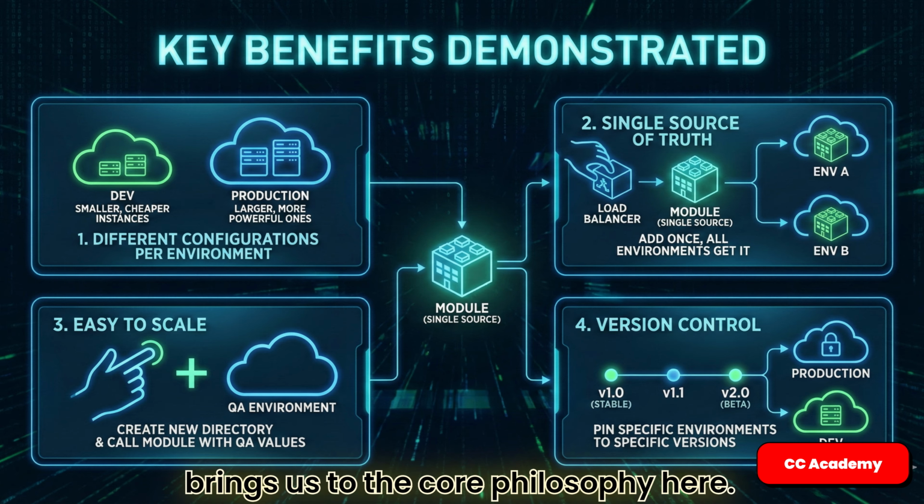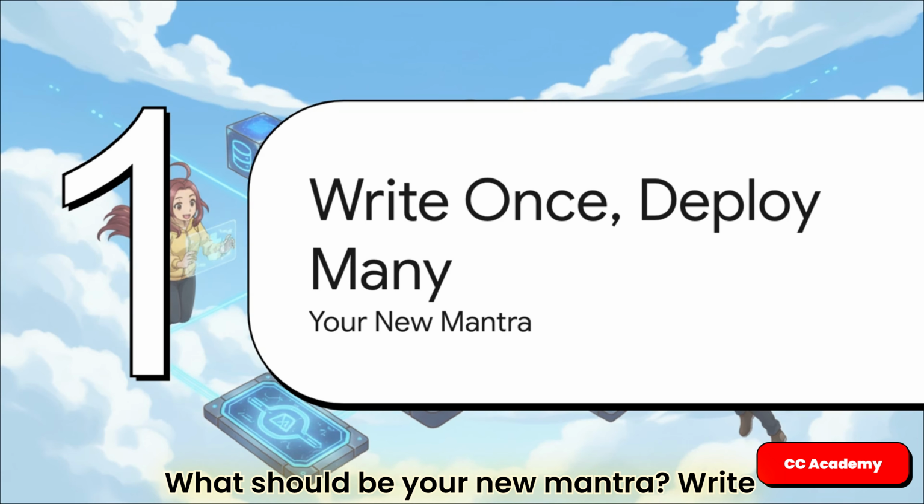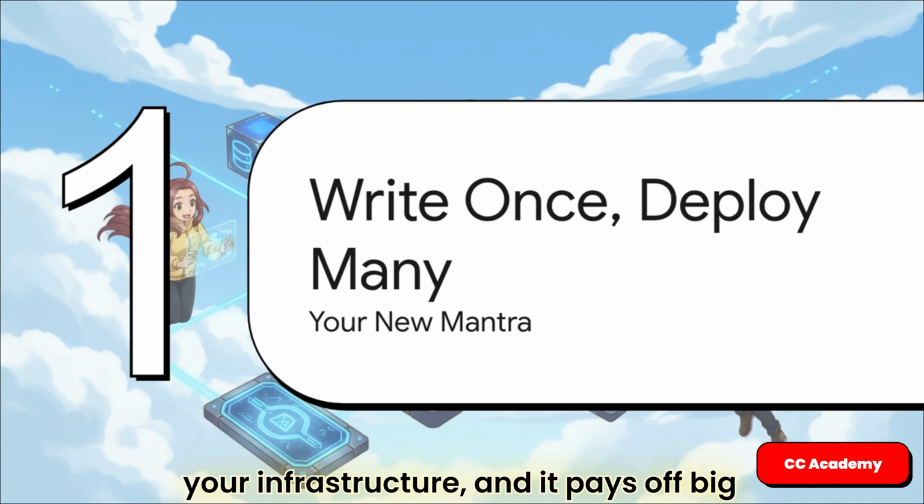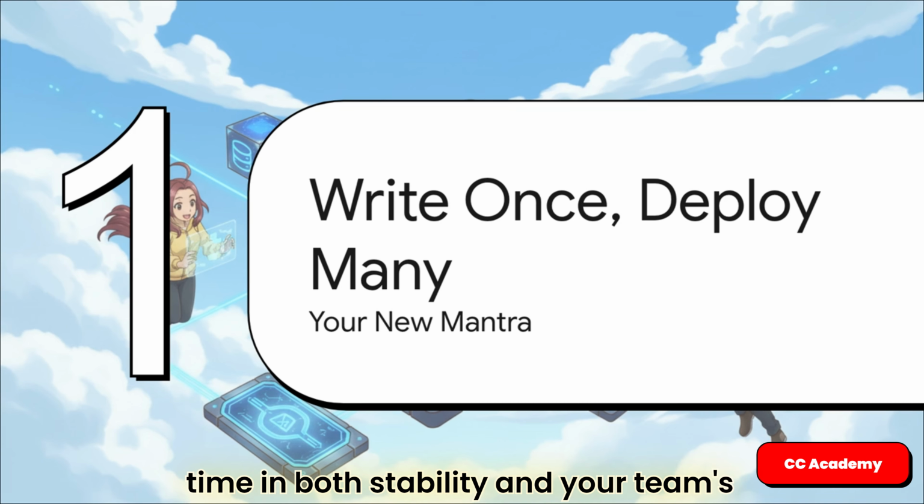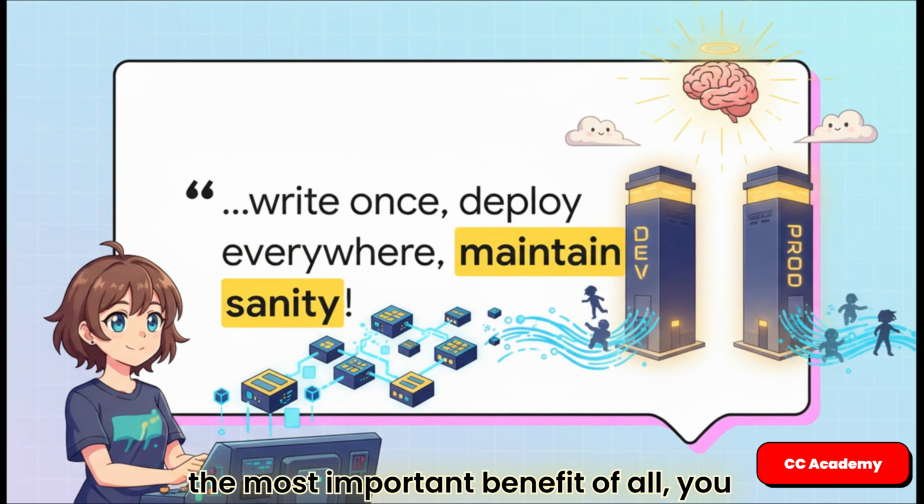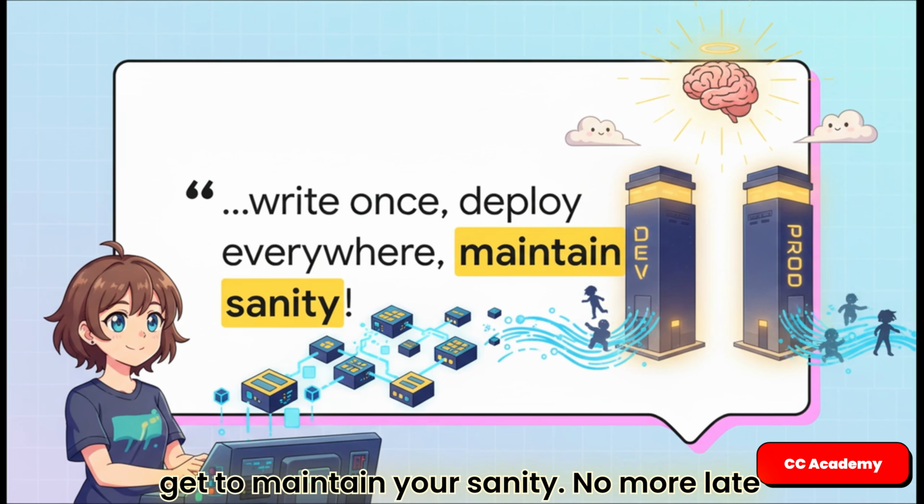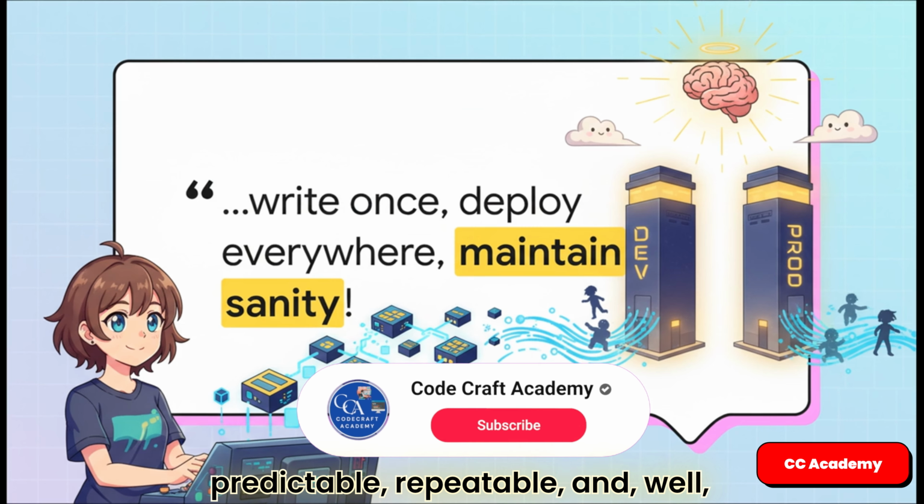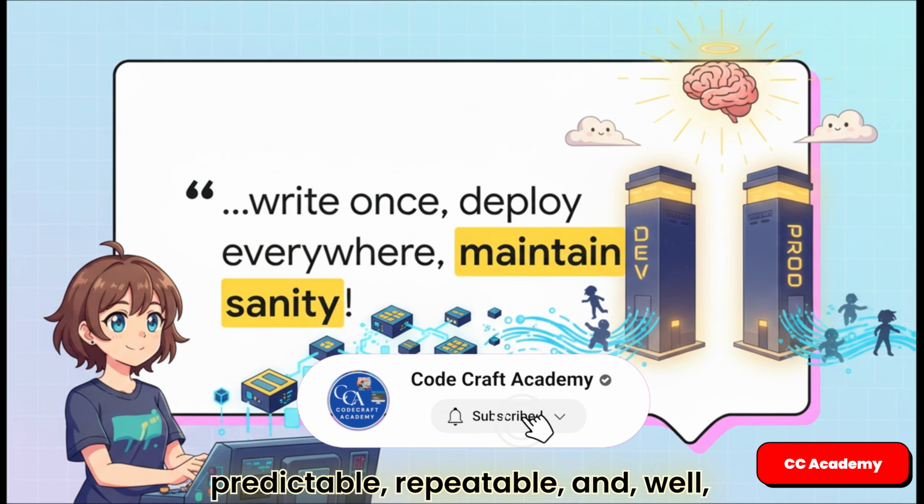And this all brings us to the core philosophy here. What should be your new mantra: write once, deploy everywhere. It's a really powerful shift in how you think about your infrastructure, and it pays off big time in both stability and your team's efficiency. And let's be honest, maybe the most important benefit of all, you get to maintain your sanity. No more late nights hunting down configuration drift or trying to figure out why dev is behaving differently from prod. It's about building a system that's predictable, repeatable, and, well, sane.